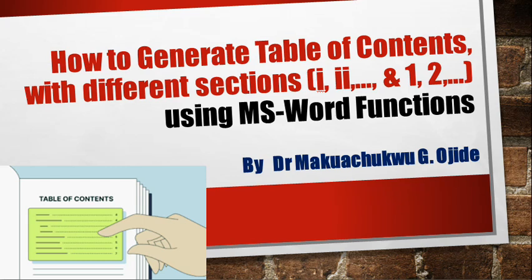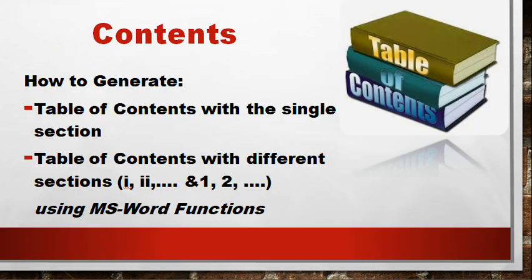I want to show you how to generate a table of contents using the MS Word function. There are two major things I'm going to show you. One is how to generate a table of contents when the file has only one section, and so you may want to number the pages from 1 to wherever it stops.